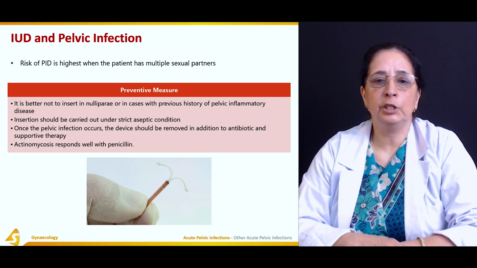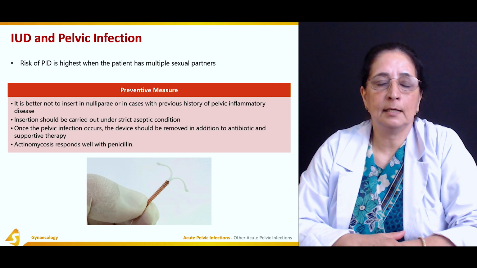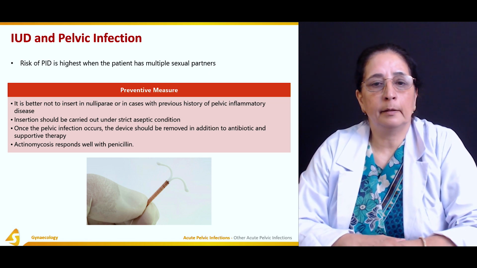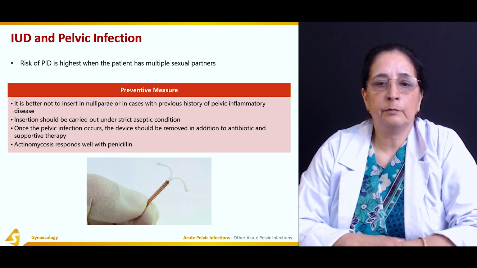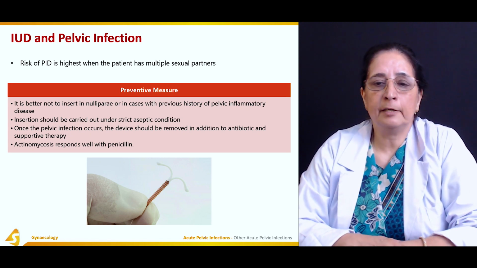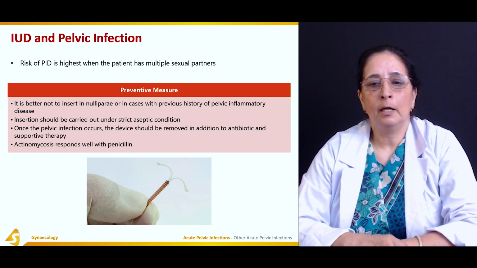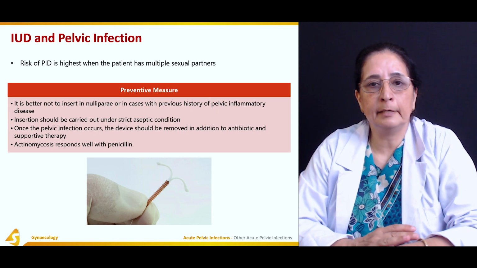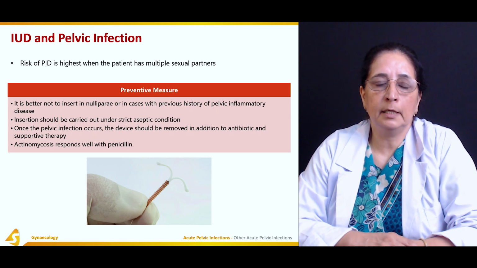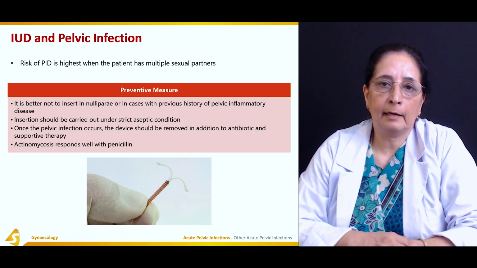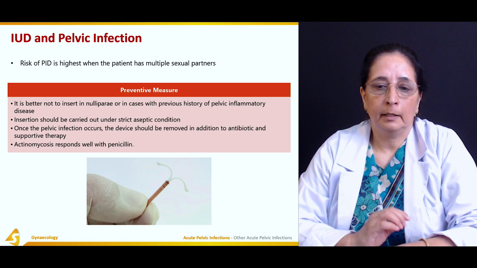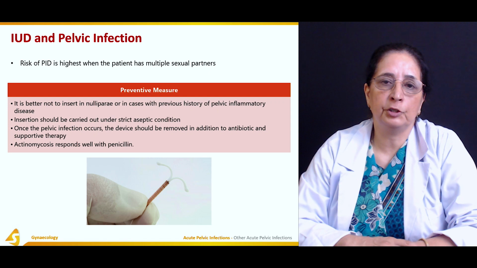Next, what's the role of the IUD in pelvic infection? Intrauterine devices, IUDs, are inserted into the uterus as a means of contraception, and the risk of infection is highest when the patient has multiple sexual partners. Some preventive measures that can be taken: we should not insert the IUD in nulliparous women or in cases with a previous history of pelvic inflammatory disease. And then insertion should be carried out under strictly aseptic conditions. It's important to perform aseptic procedures so infection is avoided.